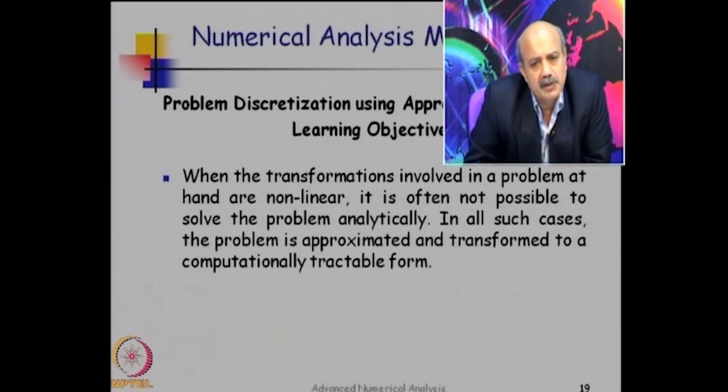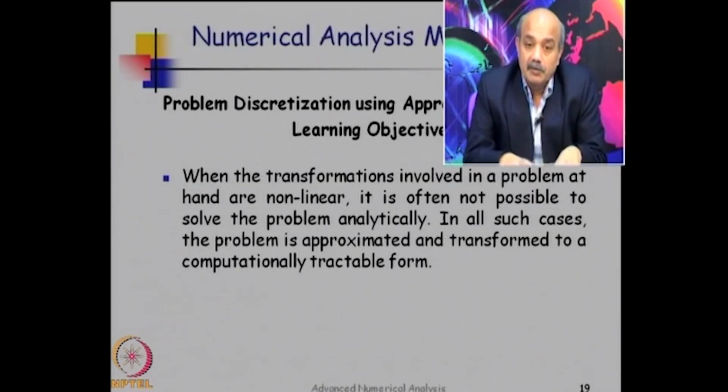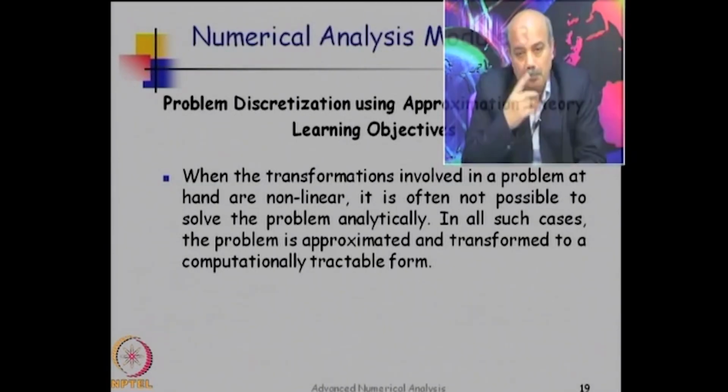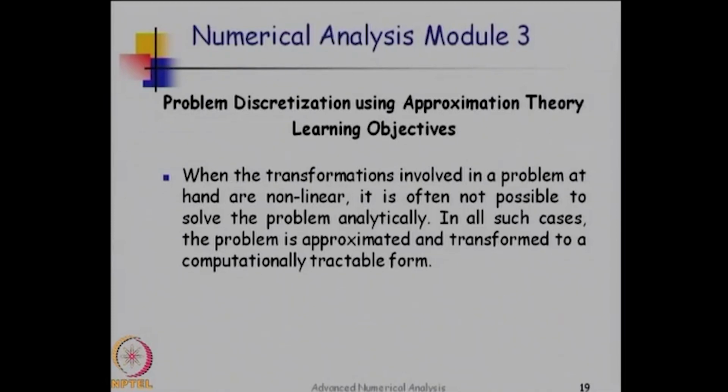Is there a unique way of doing this? Obviously not. A given problem can be transformed into a computable form by a variety of means, and if you have to choose between different means of transformation, you have to have an in-depth understanding of how these transformations are done. Why do you choose one over the other? Whether I should use Taylor series approximation or whether I should use interpolation. Unless you know the foundations, it is difficult to make these choices. So it's good to have a basis, a foundation of approximation theory.